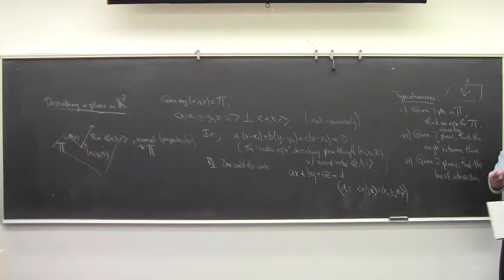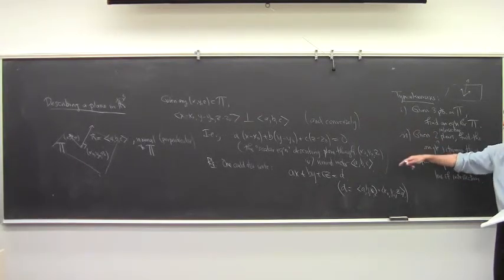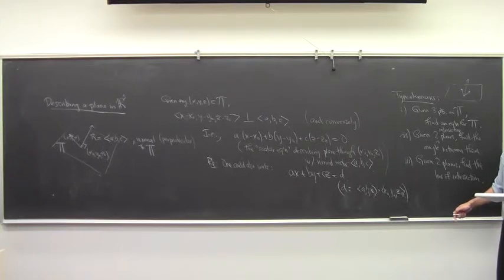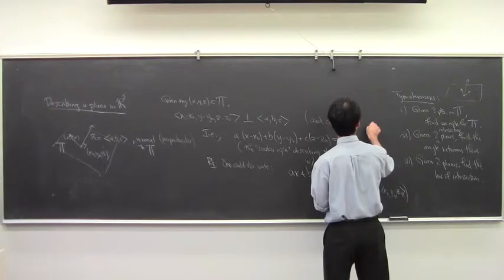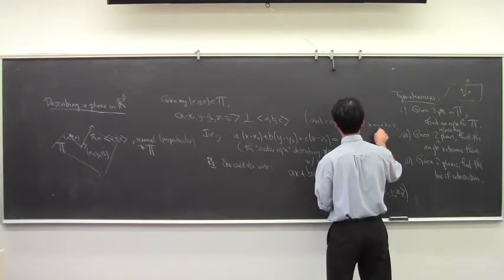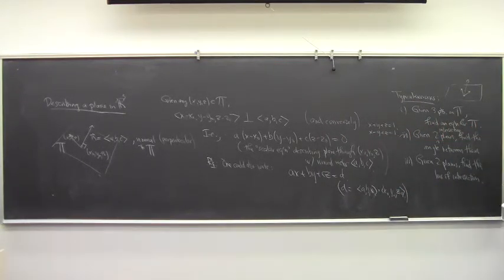Given two planes, find the angle between them. So two planes, they intersect. Well, they're going to make some angle. So if somebody gives you two equations of planes, say x plus y plus z equals 1, x minus y plus z equals 1, and says these intersect, how do you find the angle between the two planes?